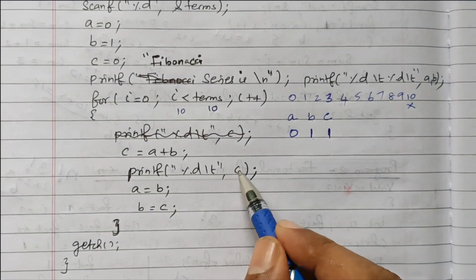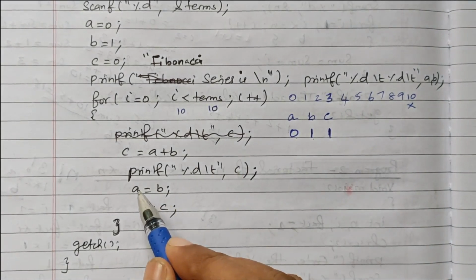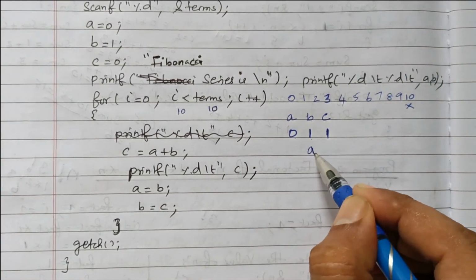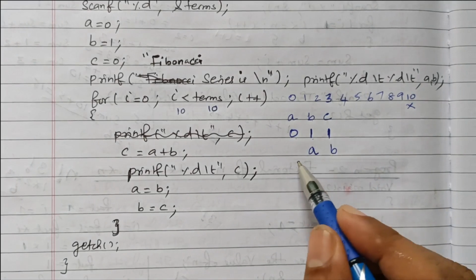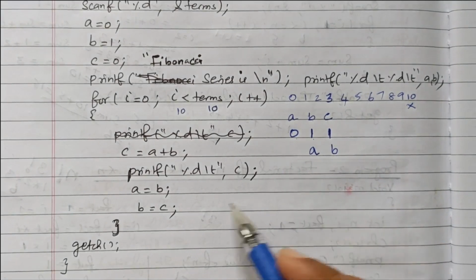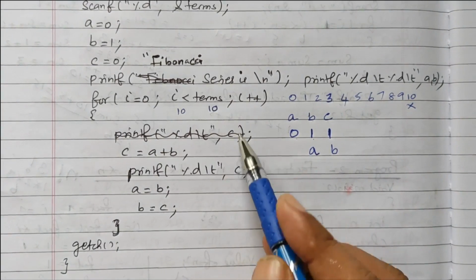After adding and printing this value, we exchange the values. B becomes A, and C becomes B, right? We shifted one position. Again it is incremented. i plus plus means it will go to 2.